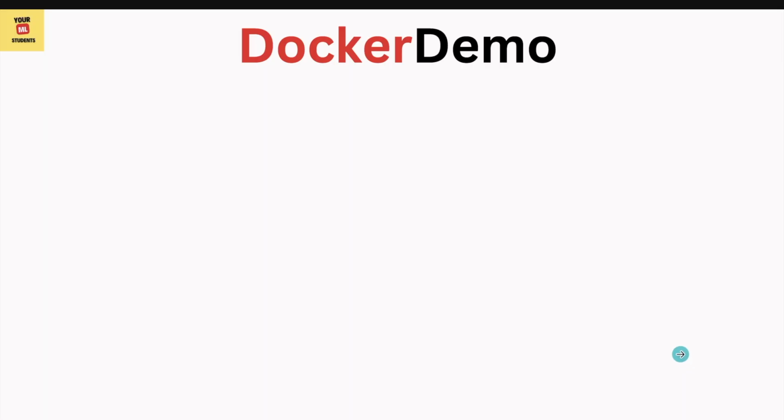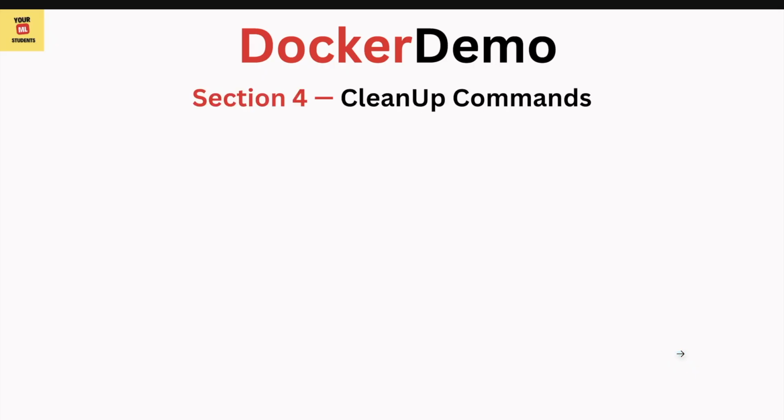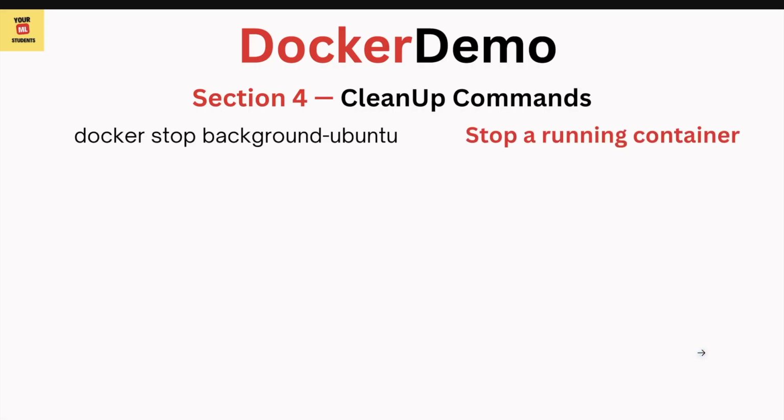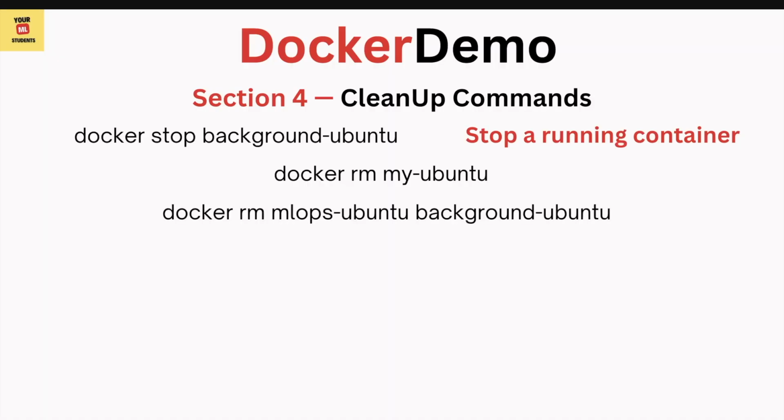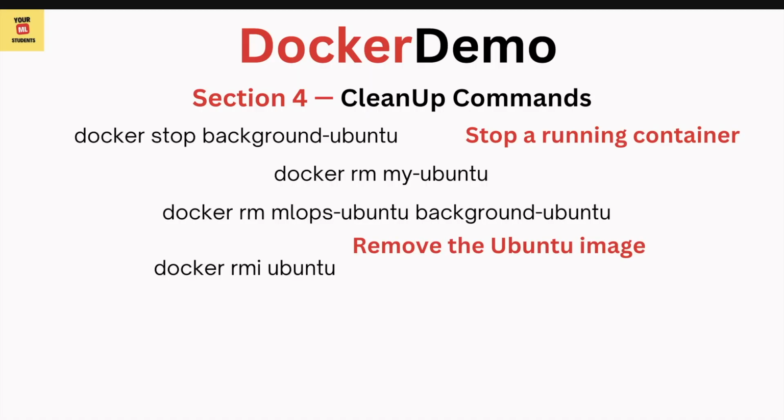Okay. Now we talk about the last section, that is the cleanup commands. These are the commands that we can use to clean up the things that we created so far. The first is docker stop background Ubuntu. If I execute this command, it will stop the running container. Then docker rm my Ubuntu, MLOps Ubuntu, background Ubuntu removes the containers. Then if I do docker rmi Ubuntu, it will remove the Ubuntu image.